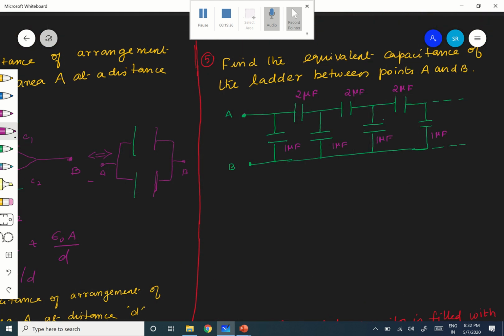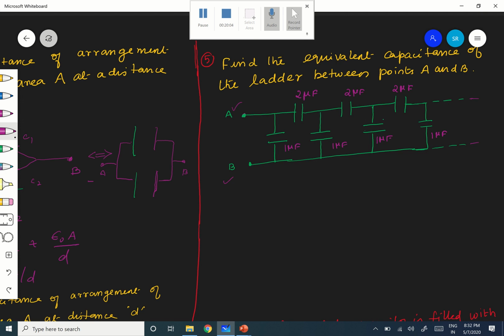This is also a very important question. Now find the equivalent capacitance of the ladder, that is, an infinite ladder. Actually, it is infinite, it keeps going. So between the points A and B, you have to find the capacitance, but it is a ladder. It is not ending here, it is going on. That is why you see a dotted line at the end. Which means it is an infinite network.